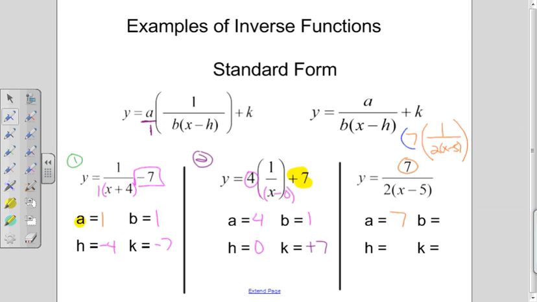And then you would see that the 7 is much like the 4. It's on the outside, so it's affecting the output by multiplication. And that's A's job. Either form is good. You just have to be able to recognize it.